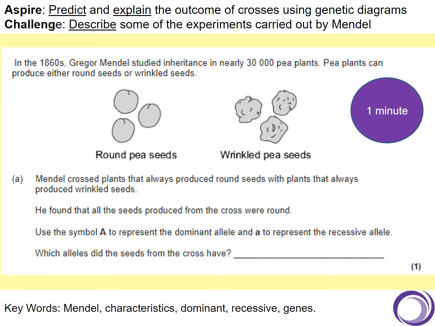Use the symbol A to represent the dominant allele and lowercase a to represent the recessive allele. Which alleles must the seeds have? I'm going to give you 1 minute to read back through the question and give it some thought.